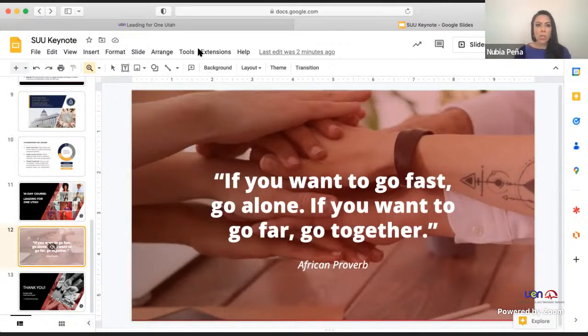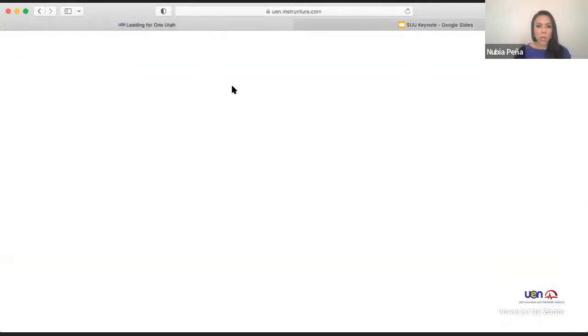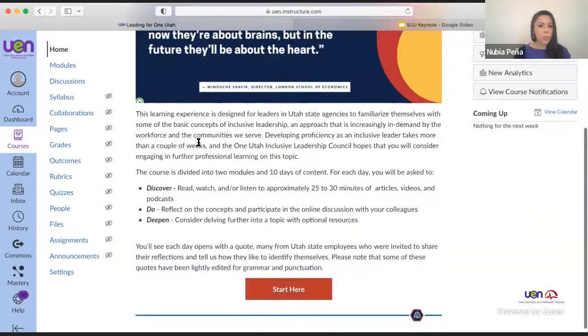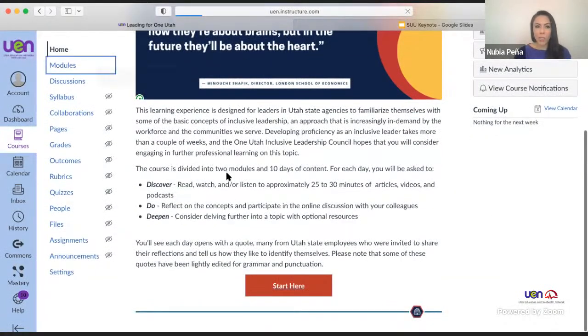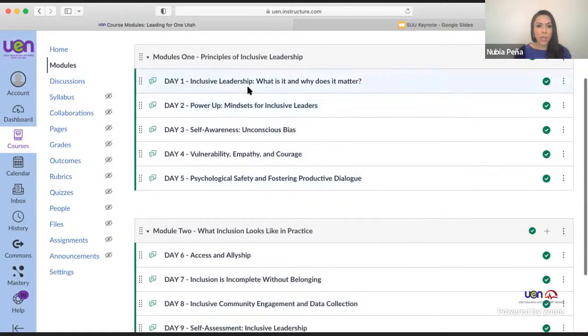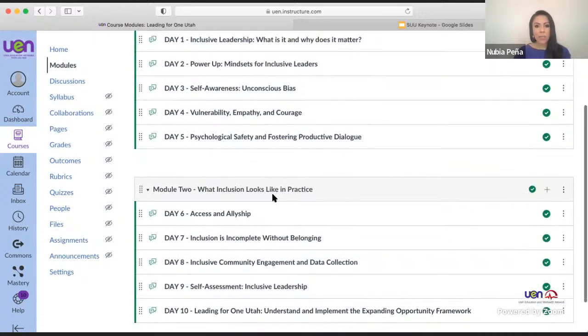So if you are curious about the Leading for One Utah Inclusive Leadership training, it is almost ready to launch. We do have all of the modules already inputted. We are now just doing our final review. Day one is focused on inclusive leadership. What is it and why does it matter? Day two is power up mindsets for inclusive leaders. Day three, self-awareness, unconscious bias. Day four, vulnerability, empathy, and courage. Day five, psychological safety and fostering productive dialogue.